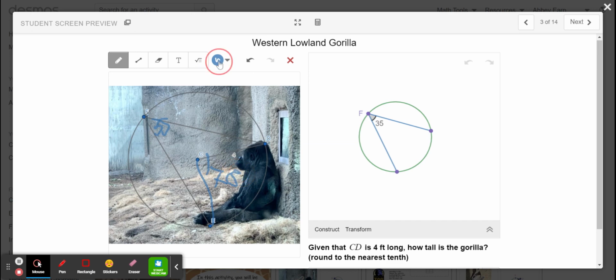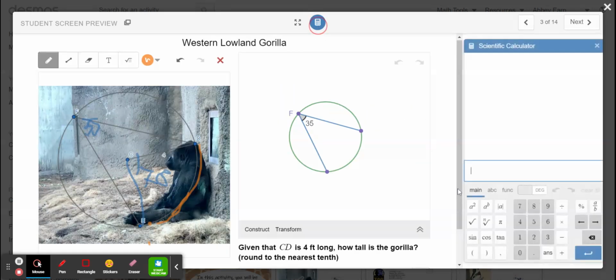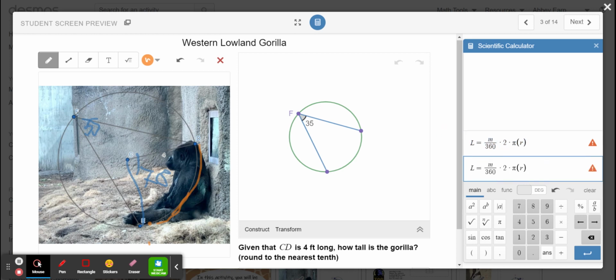So now, if we are trying to find how tall the gorilla is, this orange line that I'm drawing, we would use the arc length formula. The arc length formula is the measure of the central angle over 360 degrees times 2 times pi times our radius. All right, so now we can fill in the information we are given to solve for how tall the gorilla is.